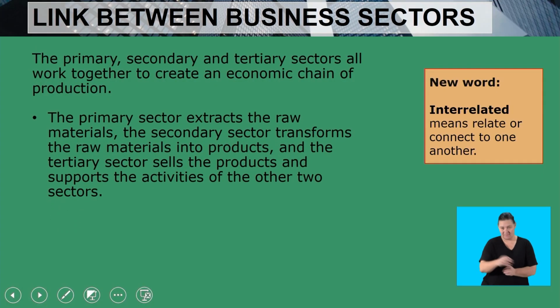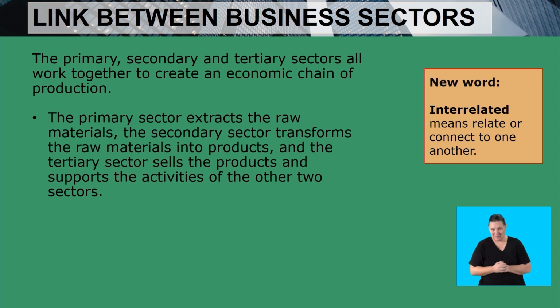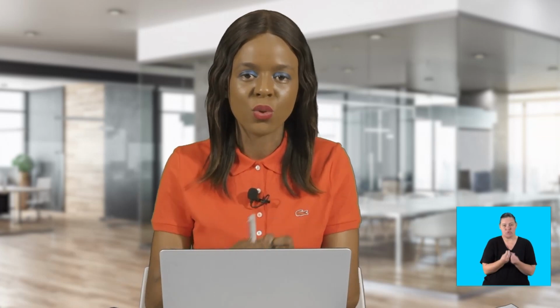The primary sector extracts the raw materials, the secondary sector transforms the raw materials into products, and the tertiary sector sells the products and supports the activities of the other two sectors. So basically, the primary sector extracts the raw materials, which they are going to take to the secondary sector. Then the secondary sector would receive the raw materials from the primary sector and transform them to make them useful products.